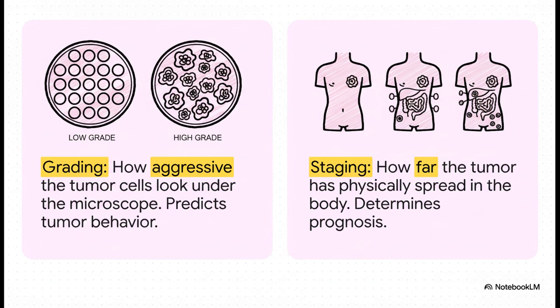Think of it this way. Grading describes the tumor's personality. Are the cells well-behaved and look kind of normal? That's low grade. Or are they chaotic and aggressive looking? That's high grade. Staging, on the other hand, describes the tumor's physical footprint. How big is it and where has it traveled in the body?